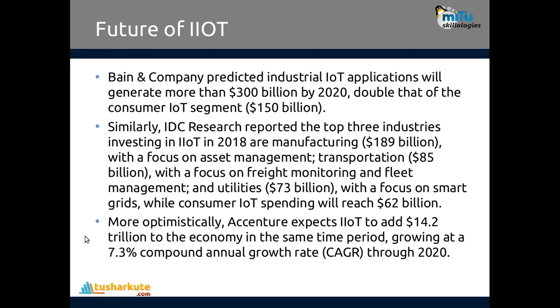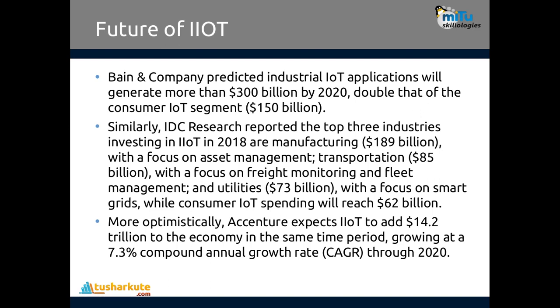Similarly, IDC Research reported the top 3 industries investing in IIoT in 2018. Manufacturing is the top, at $189 billion, with a focus on asset management. Transportation with $85 billion, with a focus on freight monitoring and fleet management. And utilities with $73 billion, with the focus on smart grids. And consumer IoT spending will reach $62 billion. So manufacturing companies are on the top, which are implementing IIoT applications so effectively.